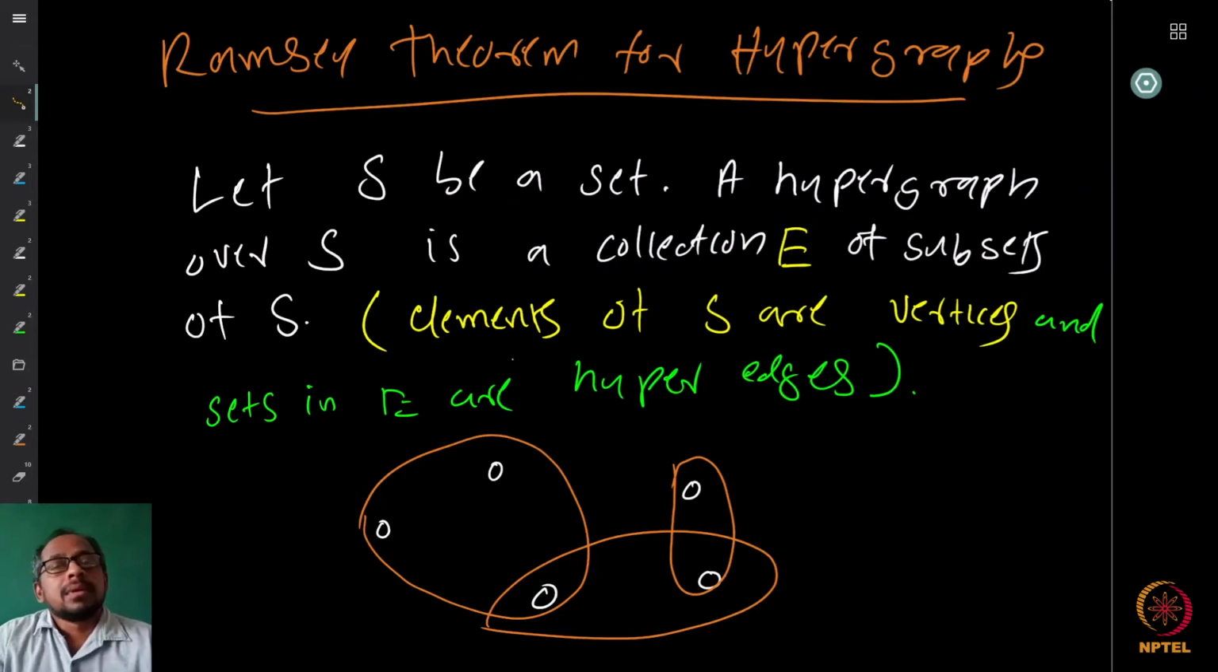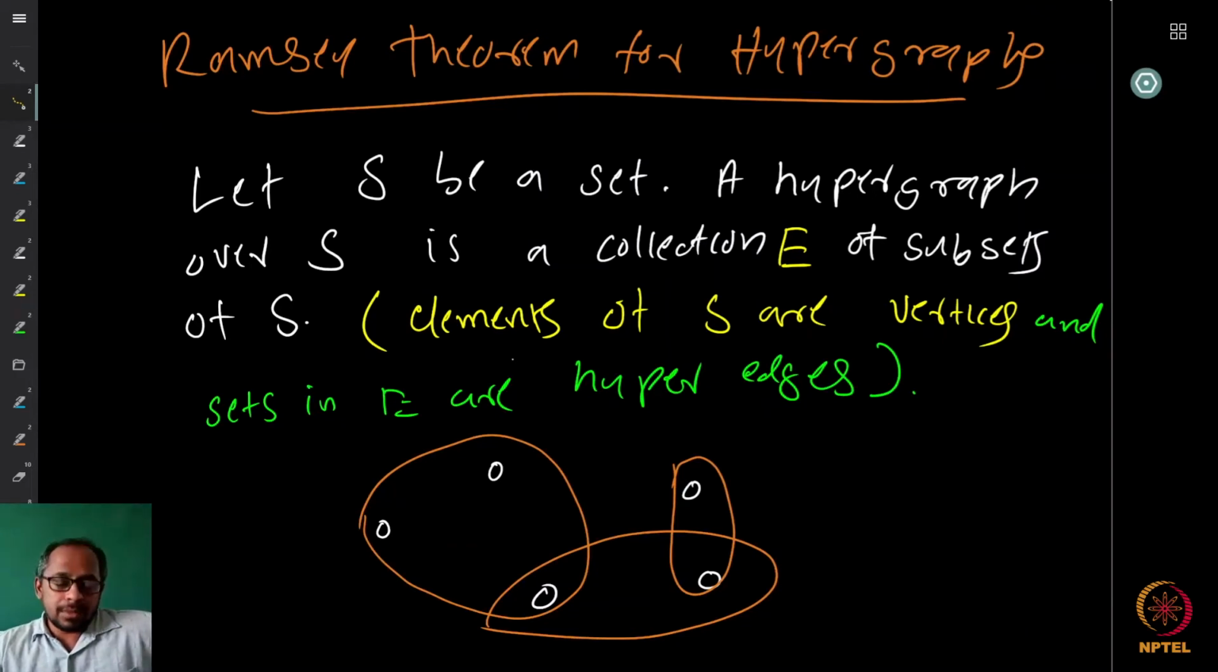Now, an even more generalized question that we can ask is what's called Ramsey's theorem for hypergraphs. When we talked about graphs, what was a graph for us? The graph was basically a set of vertices, and then some two-element subsets. So we were restricting ourselves to binary relations. Now suppose instead of binary relations, we look at arbitrary relations. So we're talking about arbitrary subsets.